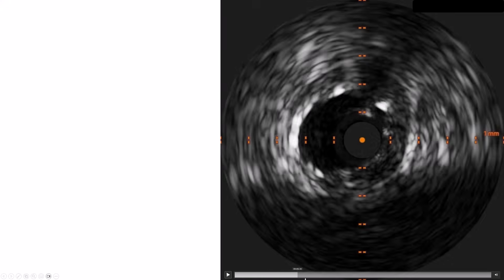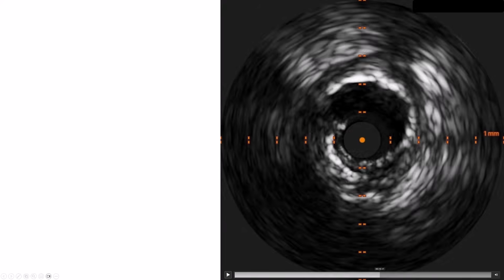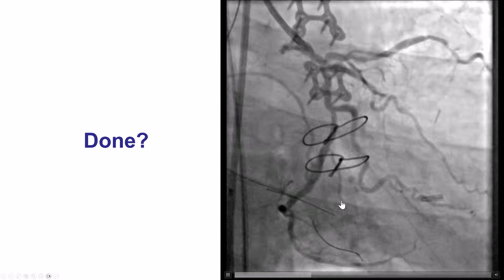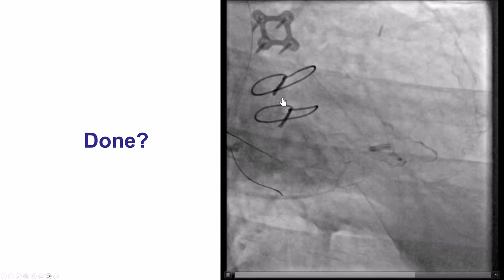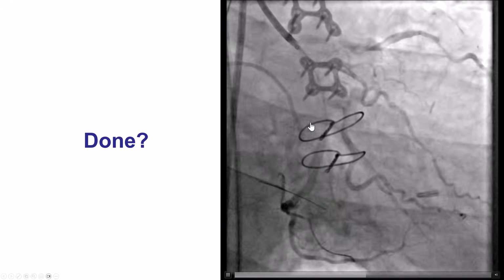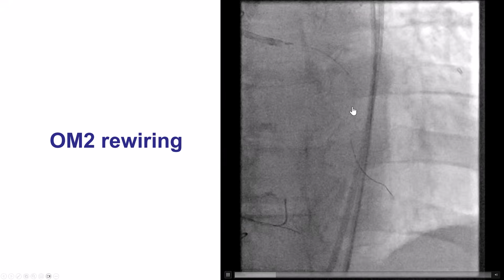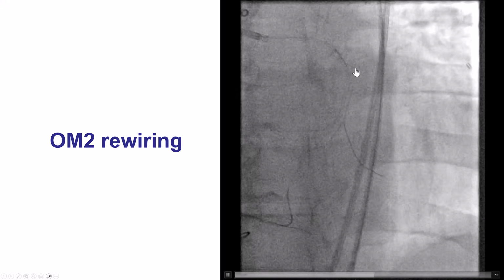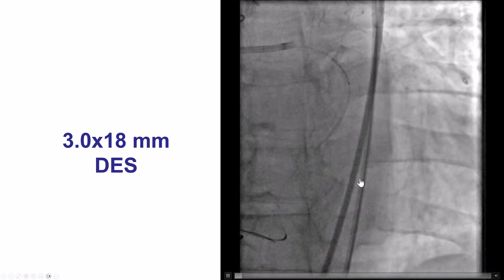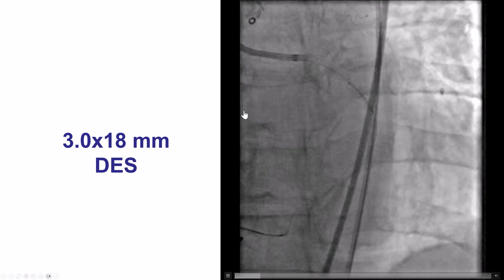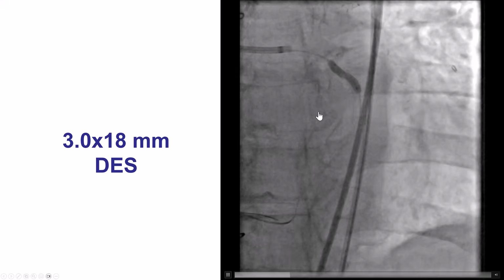We did an intravascular ultrasound, and the stent seemed to be okay, but there was some disease more proximally. So what to do? We decided to treat the mid circumflex, and before doing that, there was a small obtuse marginal branch that was compromised, so we used a Sasuke dual-lumen to wire it and balloon it and make sure we had some flow. And then we placed a 3 by 18 millimeter drug-eluting stent into the mid circumflex.